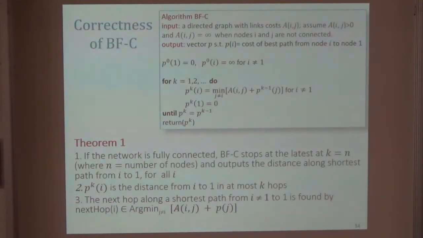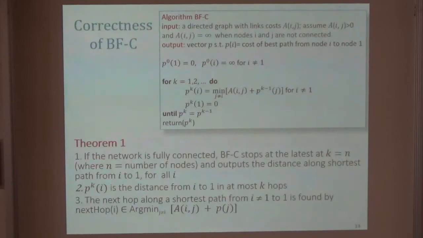Number 2 is what I said before. We can interpret what happens at the end of round k. And number 3 is, in fact, something even more interesting. That says that once the algorithm has stopped, once I have found the value p, I can find the shortest path to the destination by analyzing this thing here.